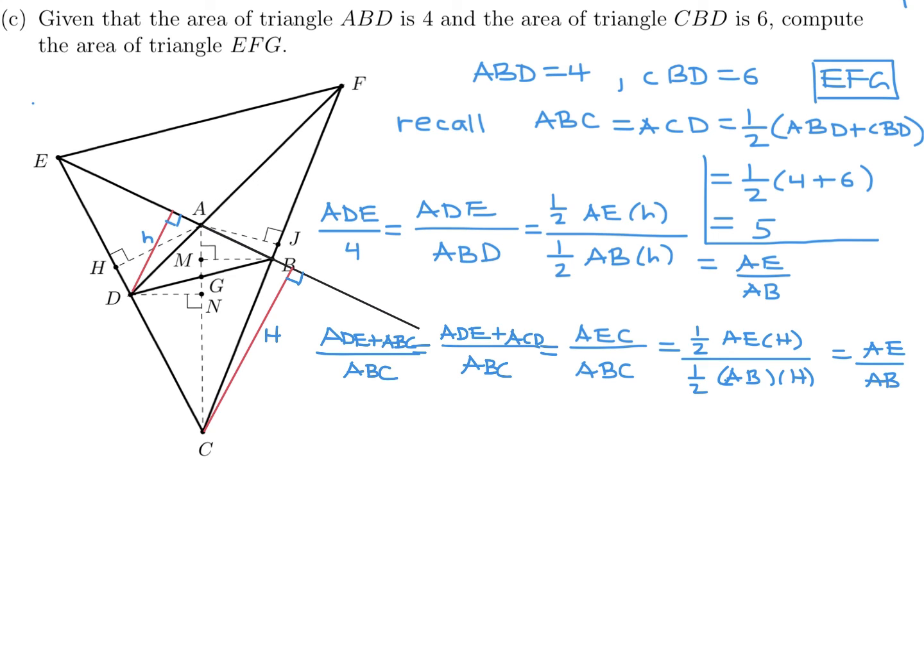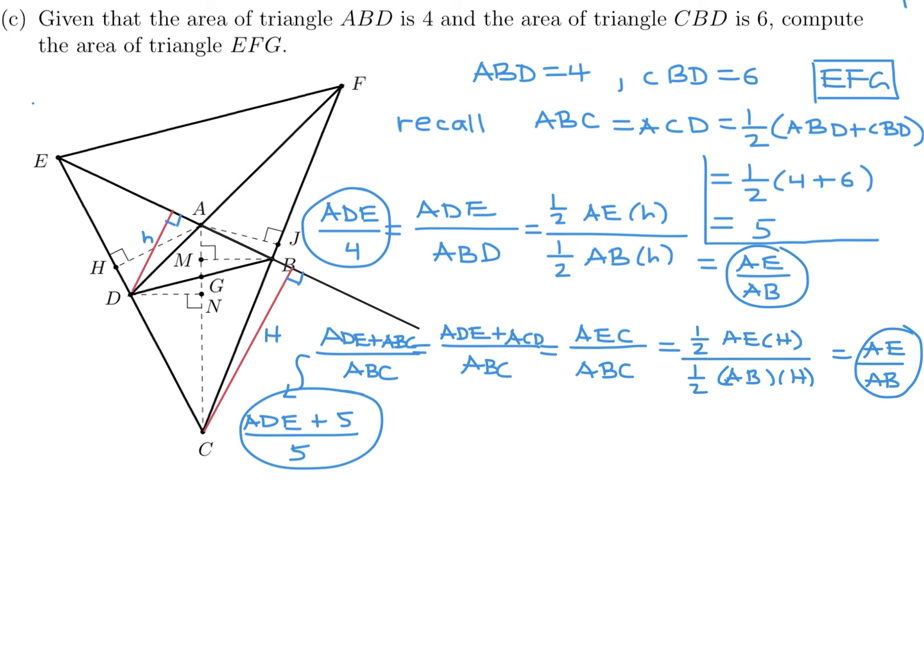ABC, like that. And this is equal to ADE plus ABC, which we had calculated as 5. So plus 5, and ABC, again, is 5. So that means that this is equal to this, and this is equal to that. So we can equate them. ADE over 4 is the equivalent of ADE plus 5 over 5. And now we can solve.